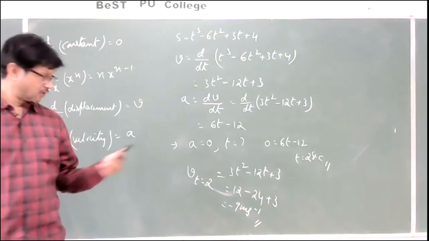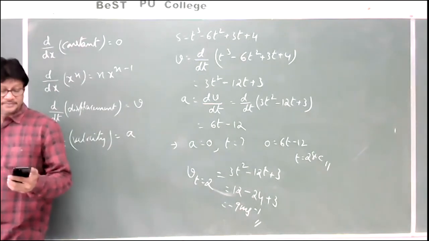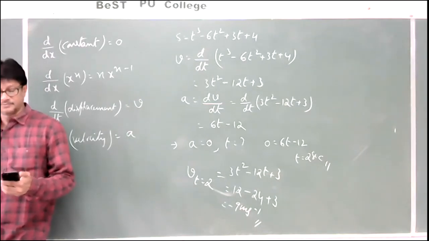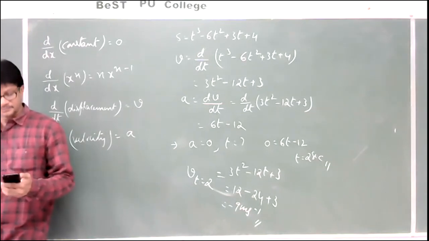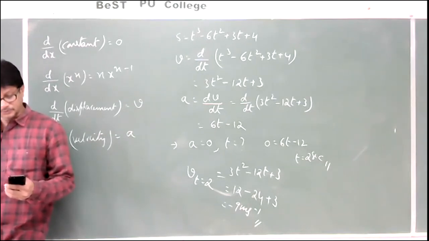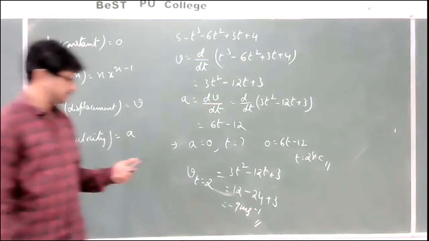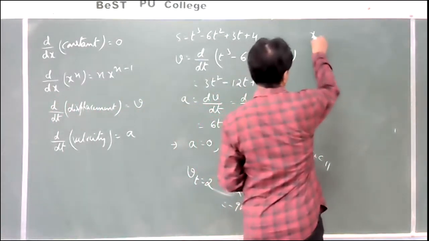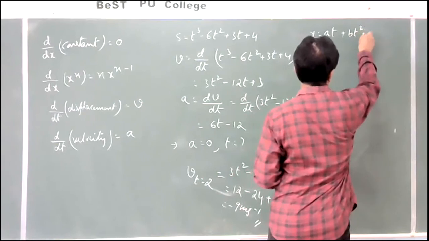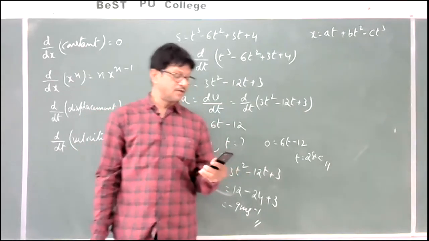Next one, similar model that you have to do later. The displacement of a particle is related to time as x is equal to at plus bt square minus ct cube. X is equal to at plus bt square minus ct cube.